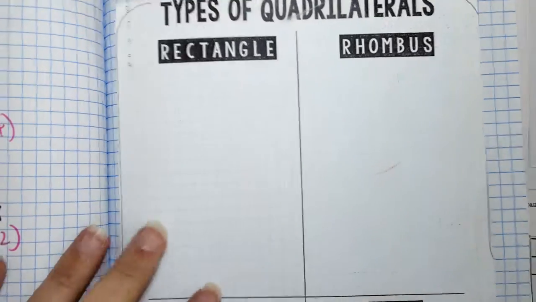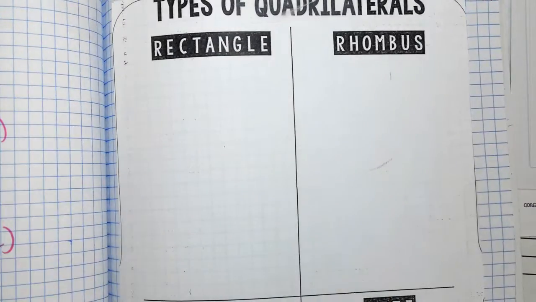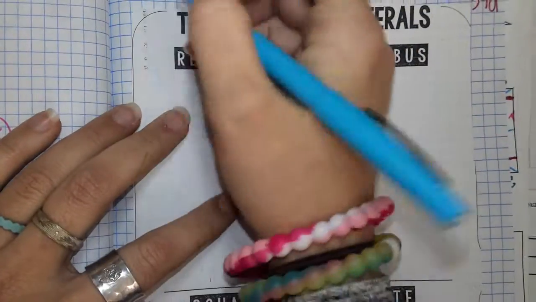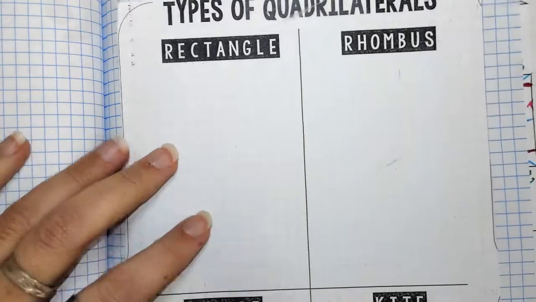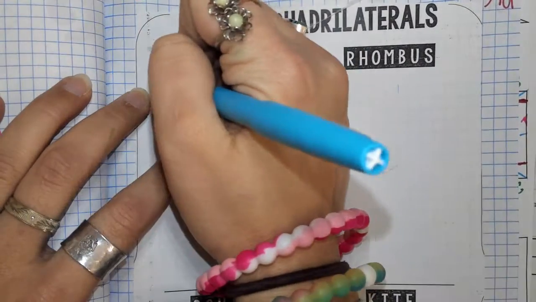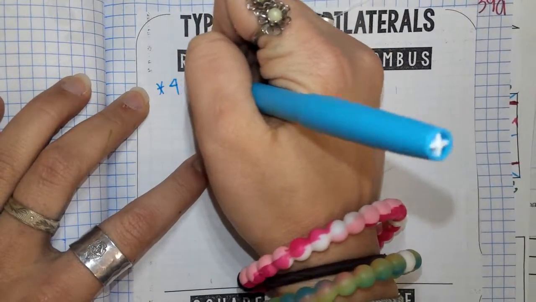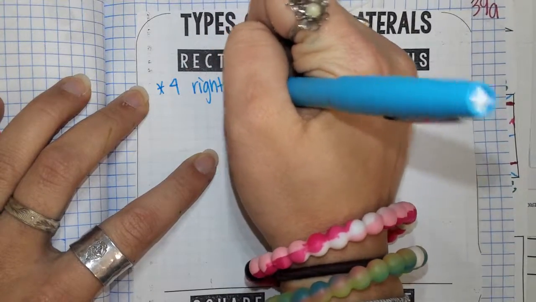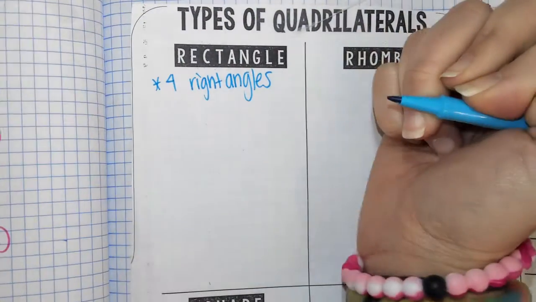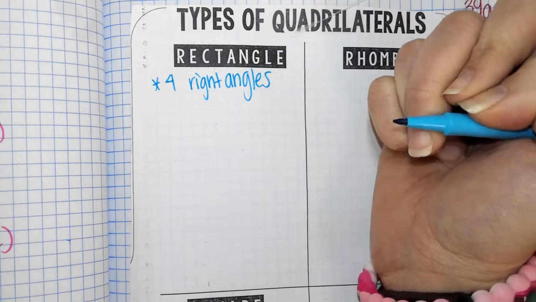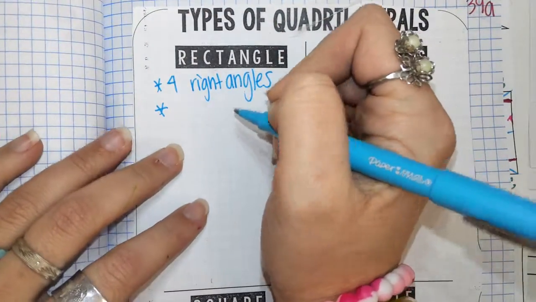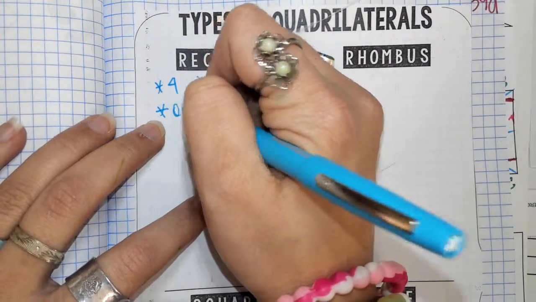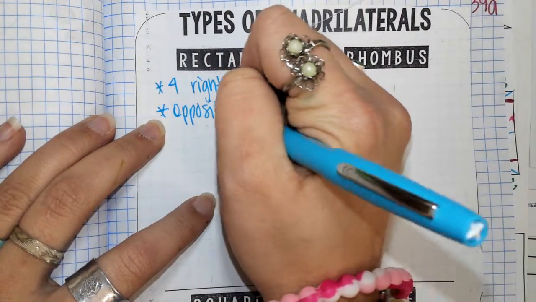All right, Hufflepuff table. Tell me one thing about a rectangle. Four right angles. Take a point, Hufflepuff. Check yours and make sure you have that in there. All right, Beauxbatons right here. Tell me what y'all know. One thing. Opposite sides are congruent. Take a point.